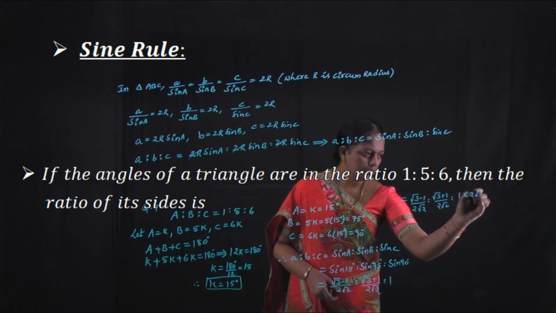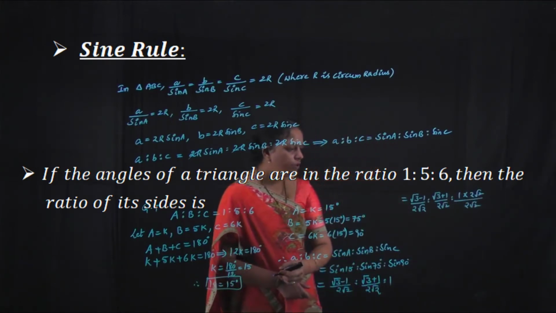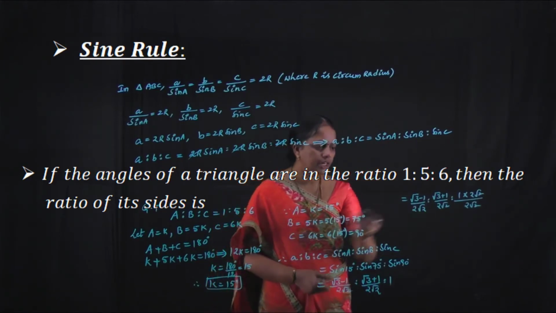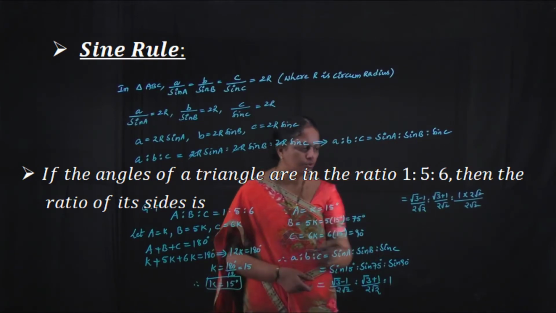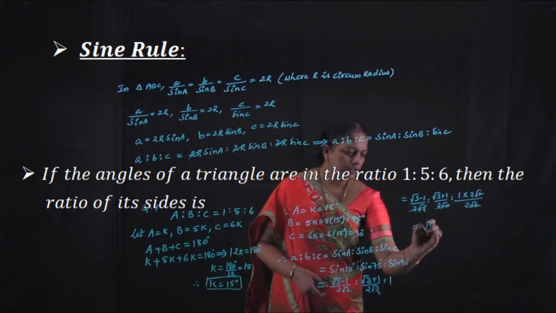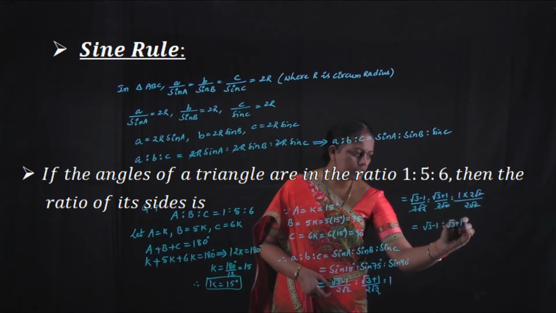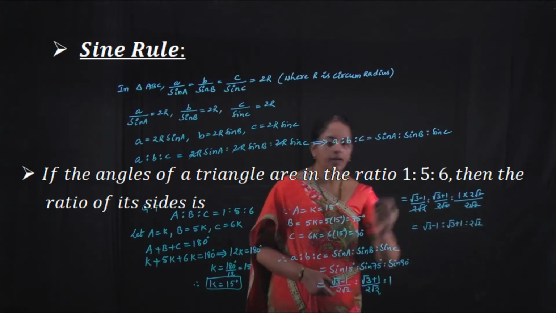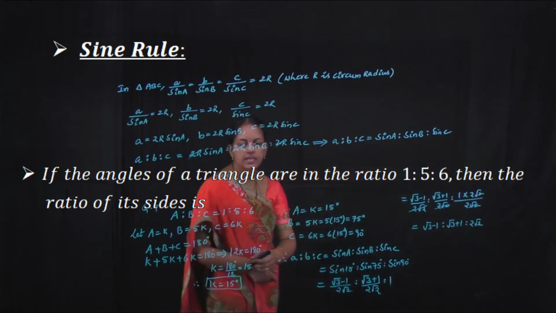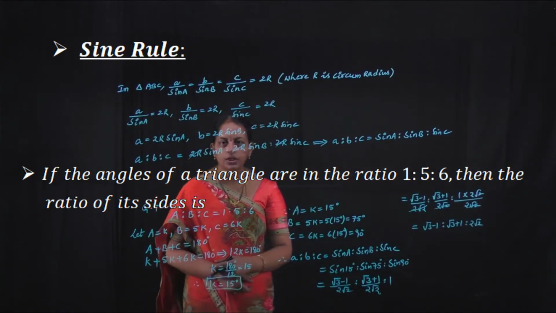So 1 into 2 root 2 by 2 root 2. Now in denominator we have 2 root 2. All the three terms have 2 root 2 in the denominator. So 2 root 2, 2 root 2 gets cancelled. This is equal to root 3 minus 1 is to root 3 plus 1 is to 2 root 2. Therefore, the ratio of sides of a triangle are root 3 minus 1 is to root 3 plus 1 is to 2 root 2.